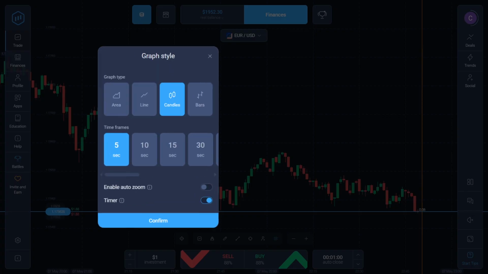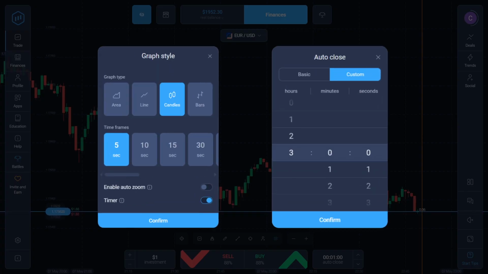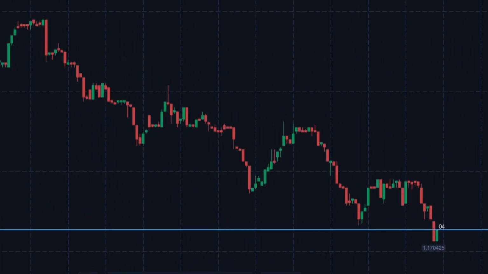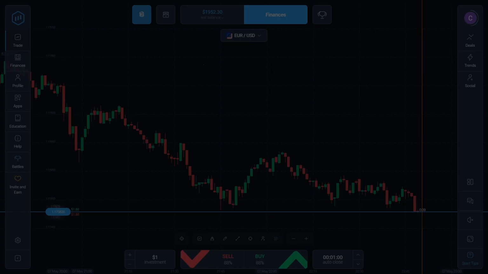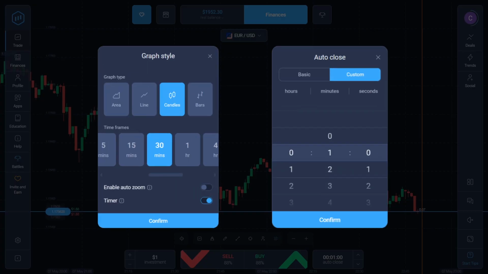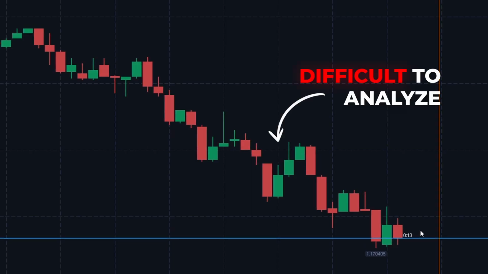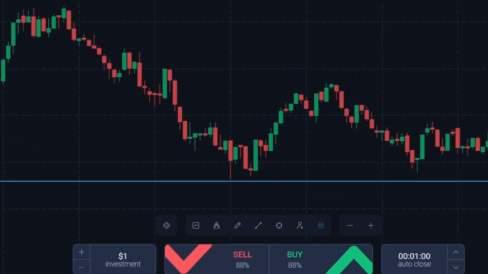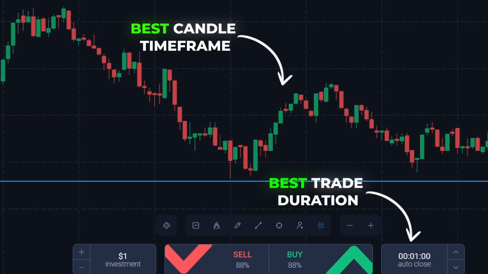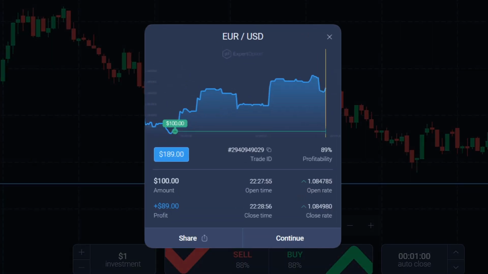It's very important to keep these two settings balanced. If your candle timeframe is very small while your trade duration is long, the chart will look fast and noisy. At the same time, if your candle timeframe is too large while your trade duration is short, it becomes difficult to properly analyze the market. So choosing the optimal combination of candle timeframe and trade duration is key to getting better results.